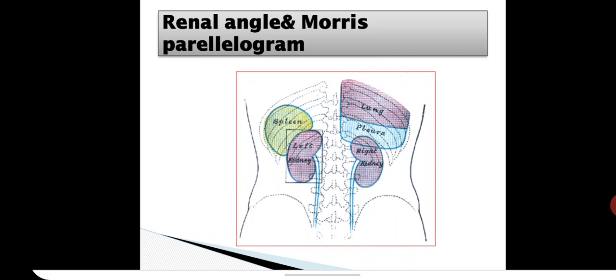So this is how the posterior approach of the kidneys and the posterior abdominal wall muscles we should be familiar with to go with the surgical procedures of the kidneys. So I think you should have understood this surgical topic. We will again see another surgically oriented topic in the next class.